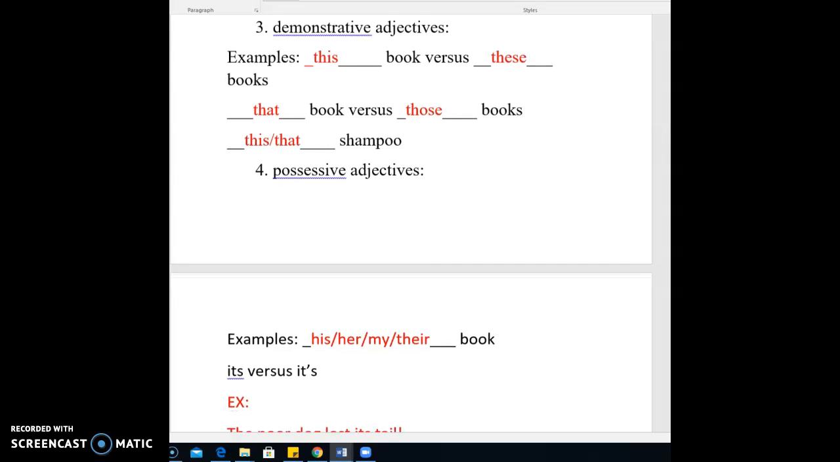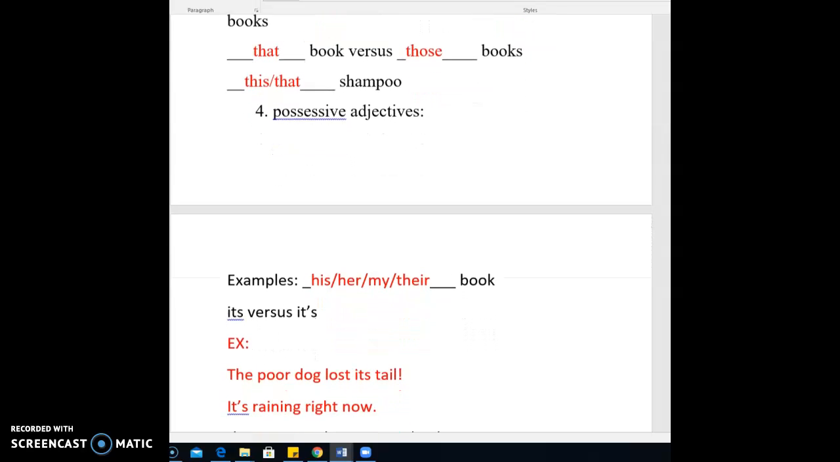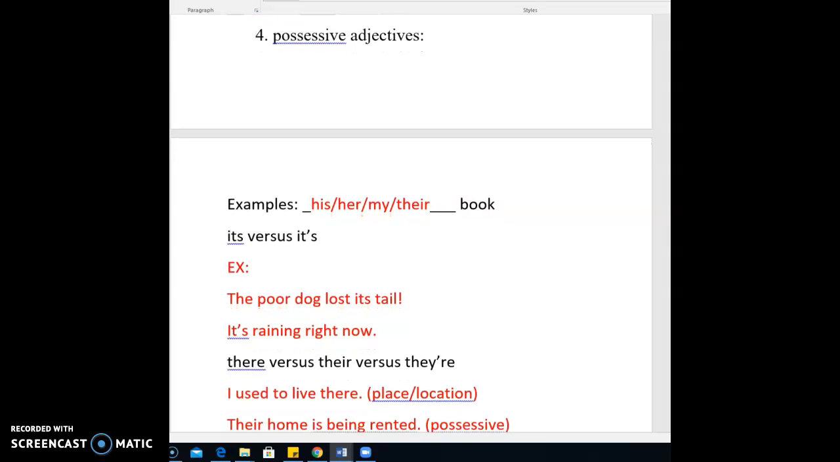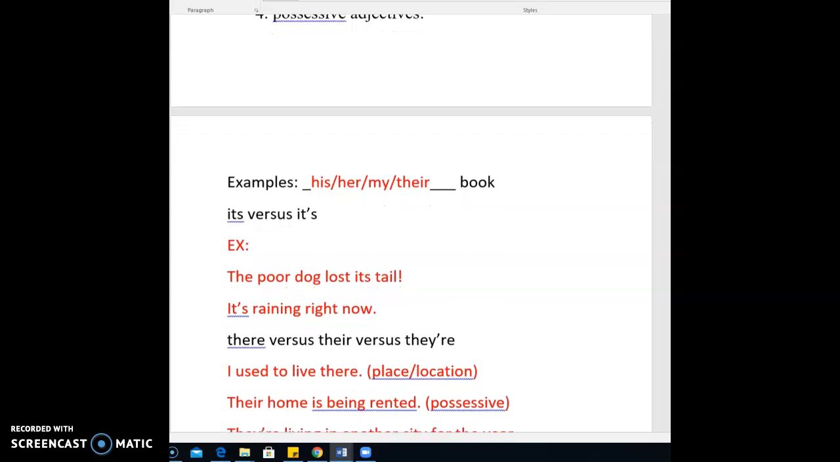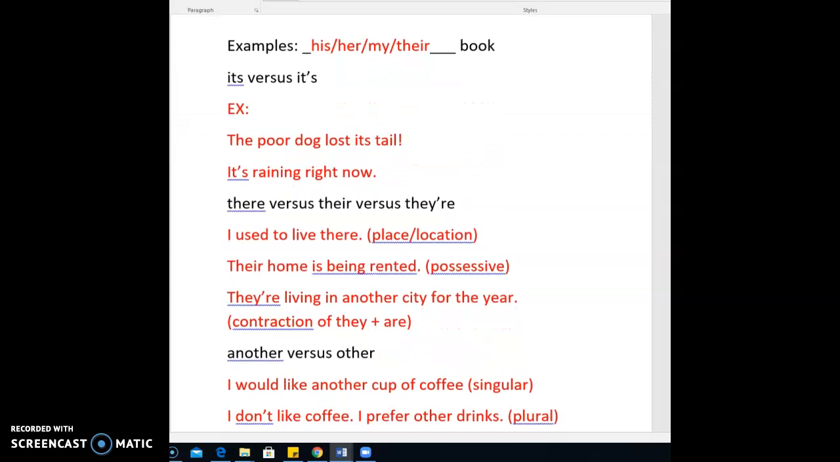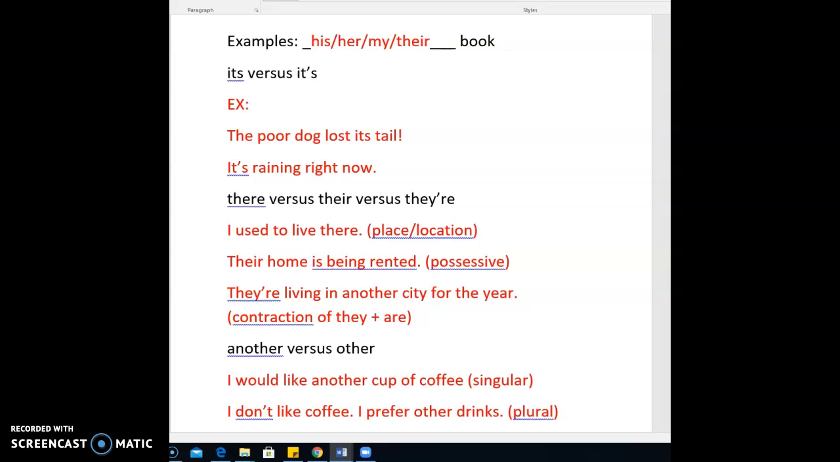Okay, so now with possessive adjectives, this is the fourth kind of determiner, often called noun determiners. So let me show you. I have some examples here, okay? So that's his book, her book, my book, their book. It shows ownership, okay? So it's possession of ours.